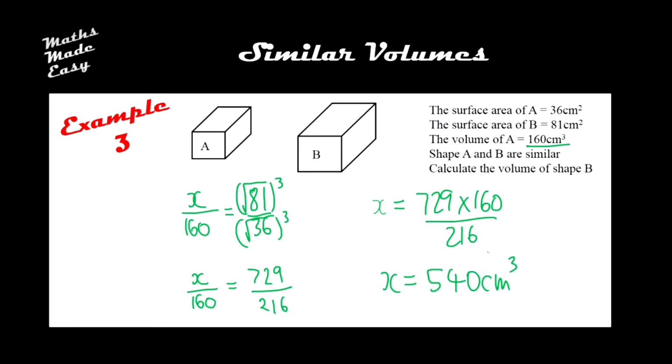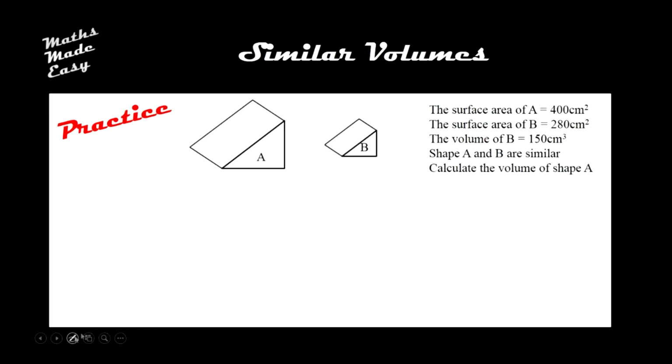At this point it's usually sensible just to check your question. So we had the volume of A was 160, the volume of B we found is 540, and we know that B is bigger, so that does make sense. Here's a question for you to try, which is quite similar to the last one. Press pause, have a go, and then press play and I'll tell you what the answer was.